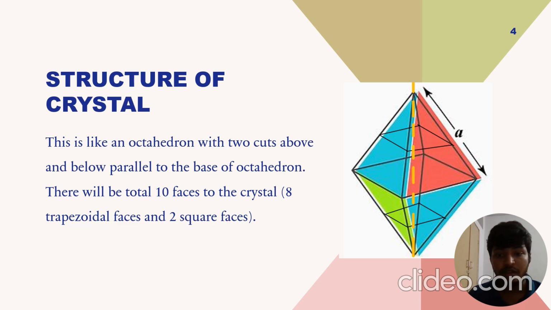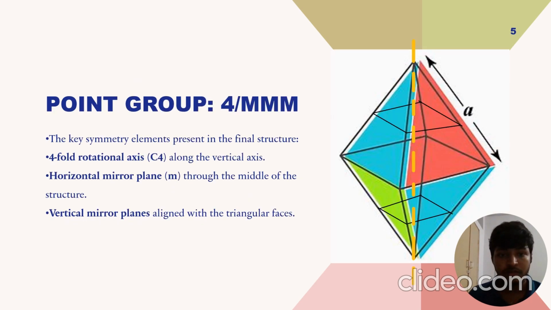Actually, the eight side faces are modified, and their shape changes to a trapezoidal shape. So there are eight trapezoidal faces and two square faces on top and bottom. Now, looking at the final structure, we can identify key symmetry elements that suggest a specific point group.